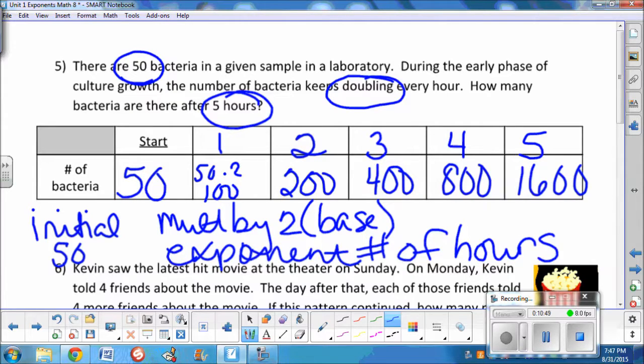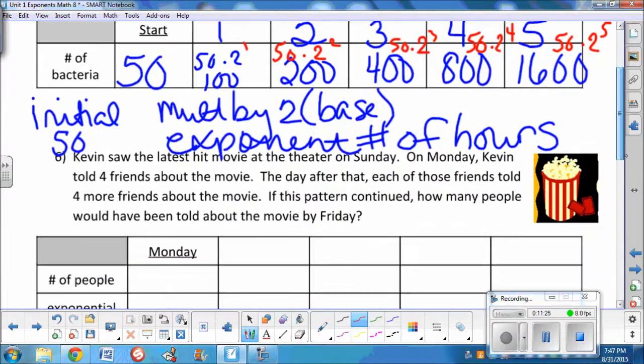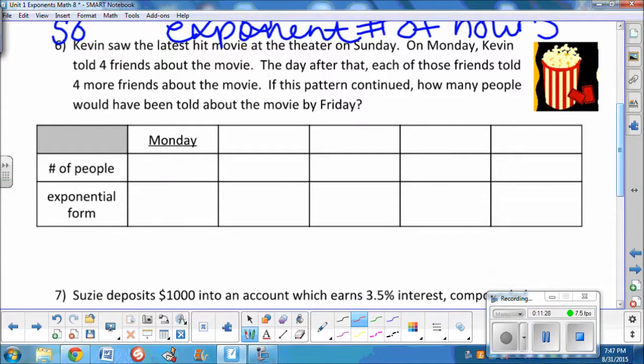Okay, so if we talk about this as our exponential notation, we've got some interesting stuff here. So this first one was 50 times 2 to the first. The second one was 50 times 2 to the second. It's always that initial amount, 50 times 2 to the third, 50 times 2 to the fourth, and 50 times 2 to the fifth. Go ahead, pause it, and read about Kevin and how he went to the movies.